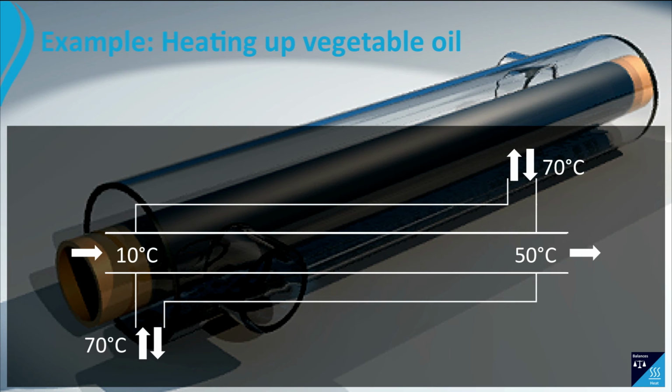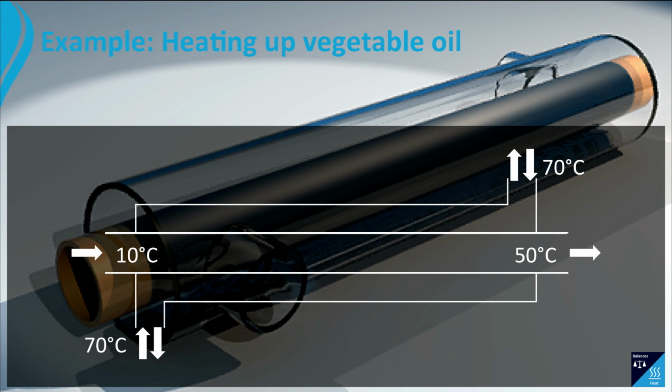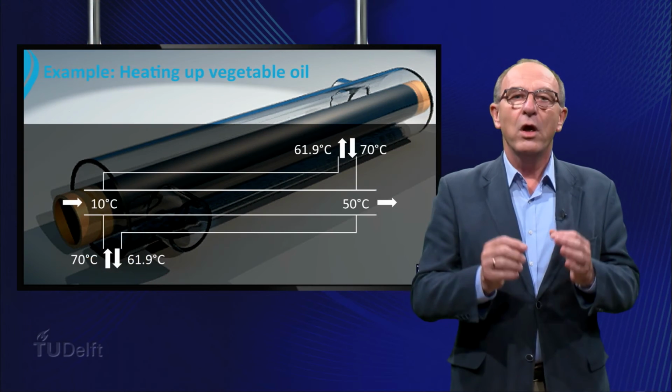The diameter of the inner tube is 25 millimeters. The overall heat transfer coefficient U is 1200 watts per square meter per Kelvin. And the mass flow rates of oil and water are 0.1 and 0.2 kilograms per second respectively, while the heat capacities are 1700 and 4200 joules per kilogram per Kelvin. From the energy balance, we can calculate the outlet temperature of the water, which becomes 61.9 degrees Celsius.